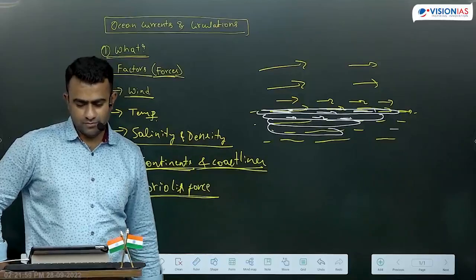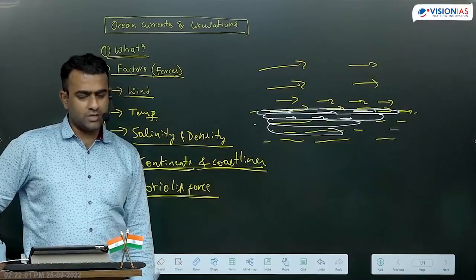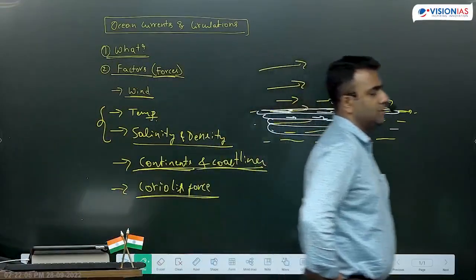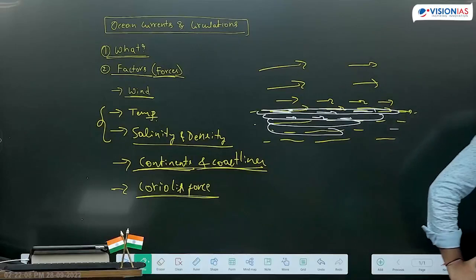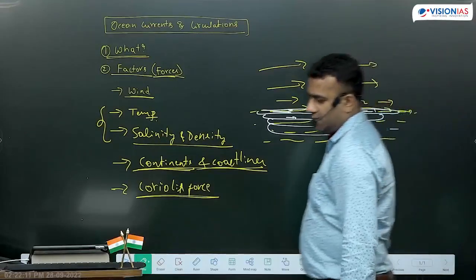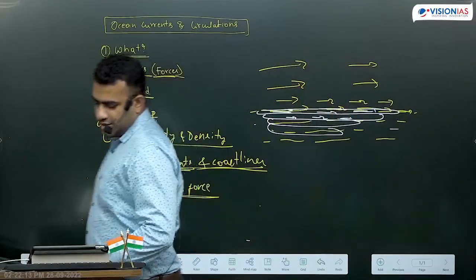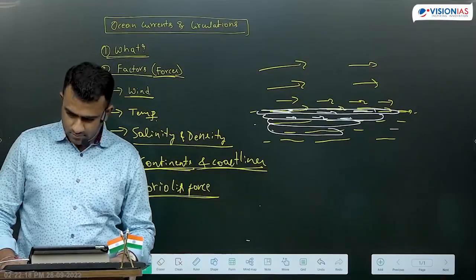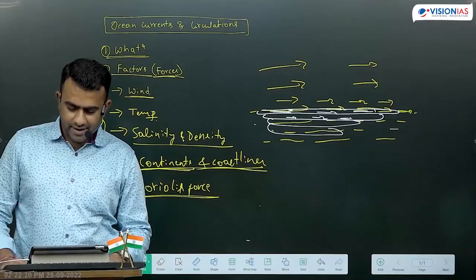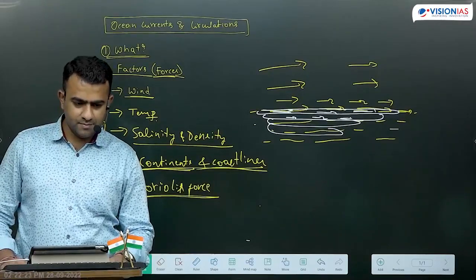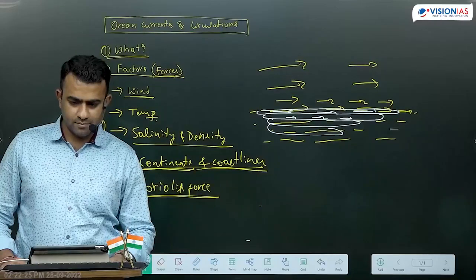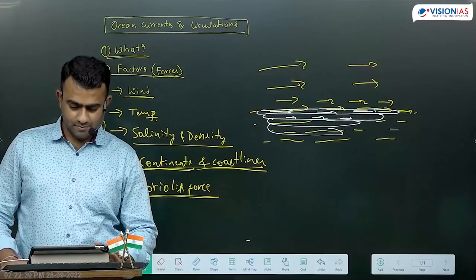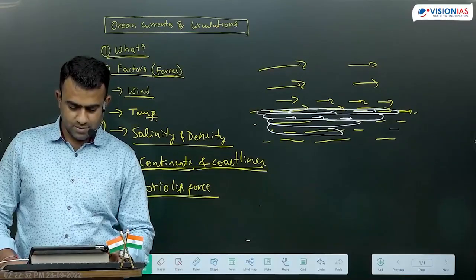Fourth, Coriolis force. Coriolis force causes ocean currents to deflect right in the northern hemisphere, and left in the southern hemisphere.